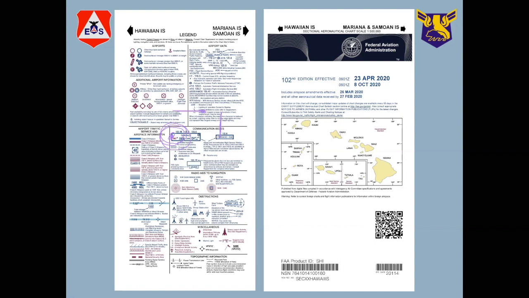Other important areas of the chart are its title page or panel, okay, and it has a picture of the area that the chart covers and information on where the chart covers. So here it's Mariana and Samoan Islands for this one, and then the Hawaiian Islands one is part of the sectional chart as well.